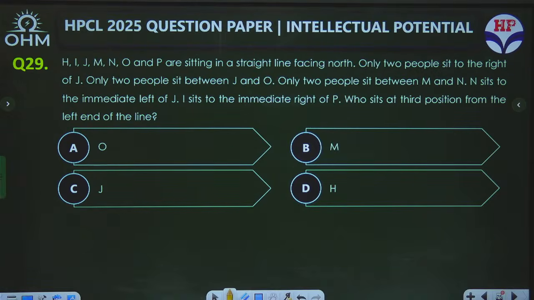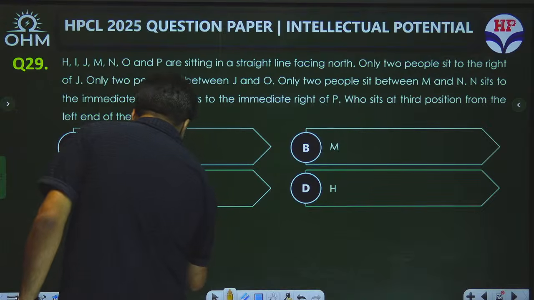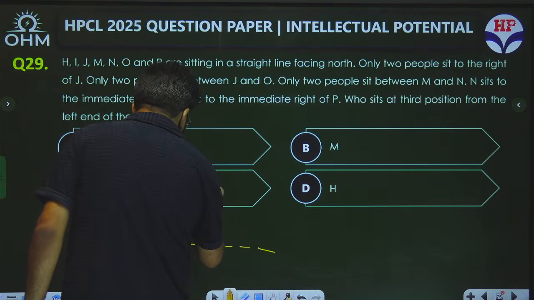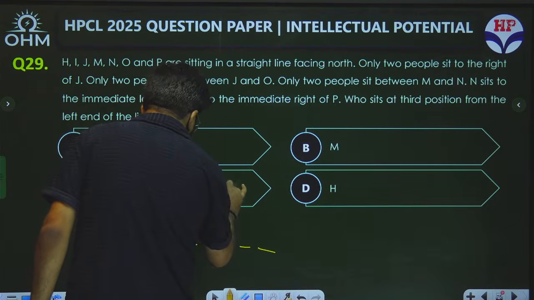Question number 29. Okay, now arrangements. Pretty common question. H, I, J, M, N, O and P are sitting in a straight line facing north. Okay, 1, 2, 3, 4, 5, 6, 7. They are all sitting in a straight line facing north.